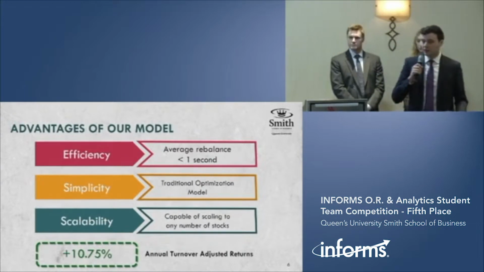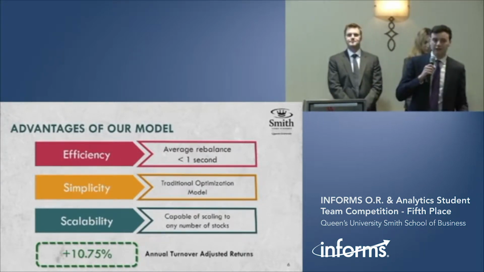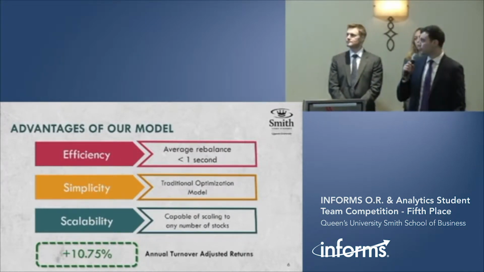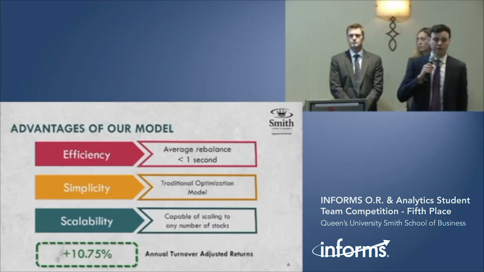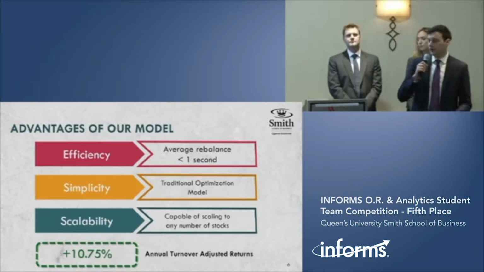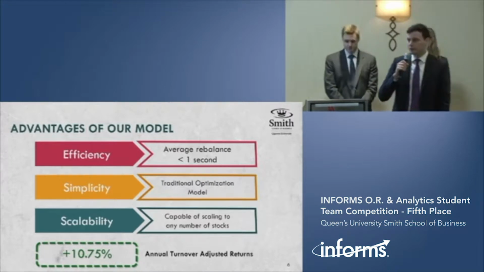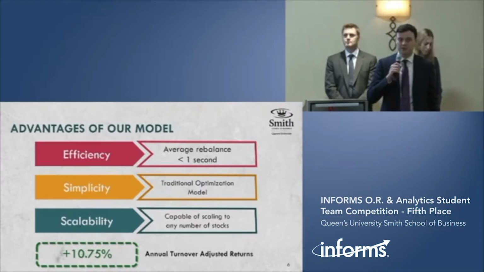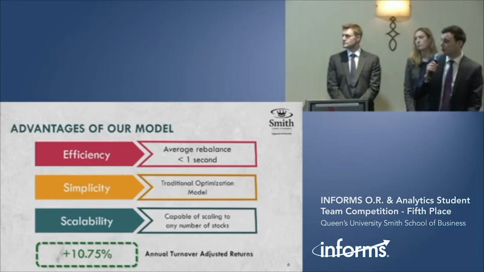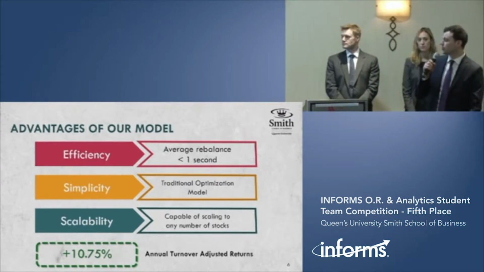In the end, we believe that this gave us 3 key advantages to our model. Firstly, it's efficient. Our model rebalances in under 1 second. Secondly, it's simple. We're using a traditional optimization framework to solve this problem. Finally, it's scalable. We think that we could build this up to a much larger universe of stocks against any benchmark index. In the end, our returns were over 10% for annual turnover adjusted returns.